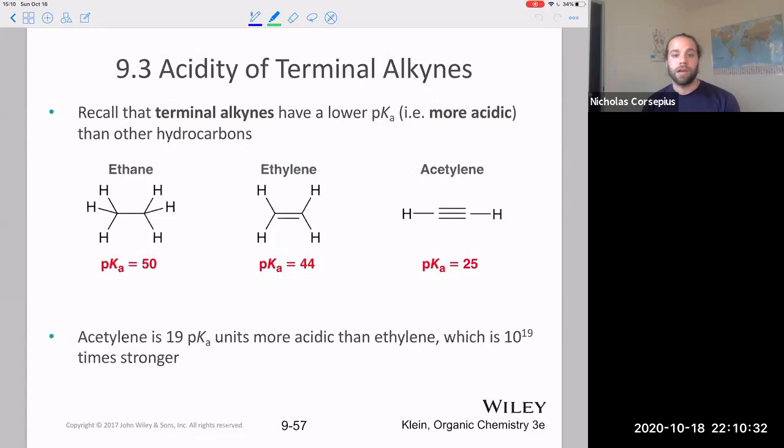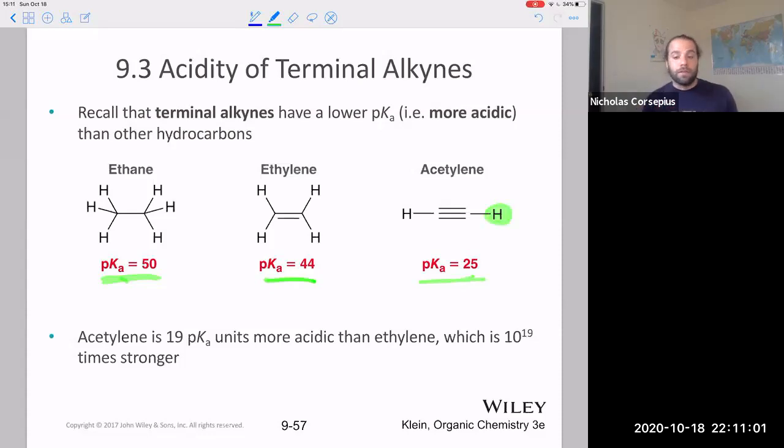So first of all, we know that with alkanes, those hydrogens are ridiculously difficult to remove. A pKa of 50 is like infinite. You're just not going to get it off, right? Alkenes are the same way. They have really, really high pKas, meaning that it's really difficult to remove those hydrogens. An alkyne has a pKa, those hydrogens rather.